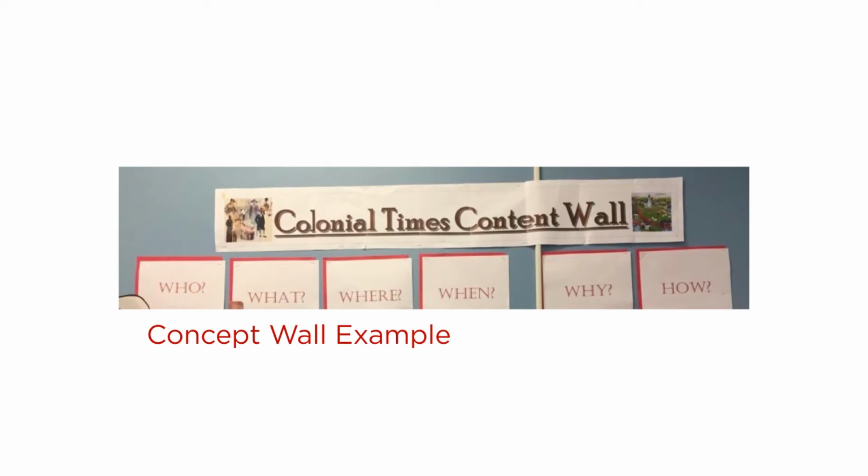The first step in creating the wall is for the teachers to ask the students what they want to know about Colonial America. The wall is categorized by 6 questions: who, what, where, when, why, how, which should be hung on the wall prior to the start of the unit.